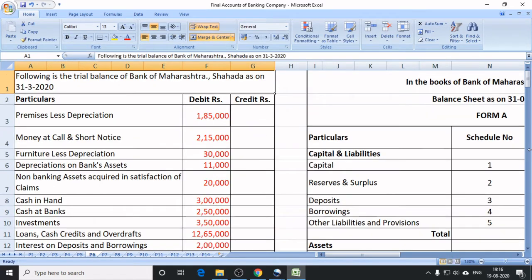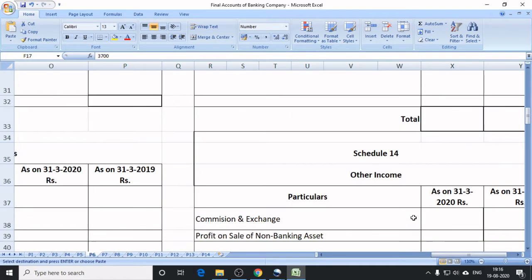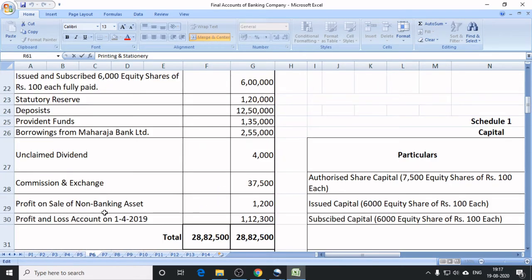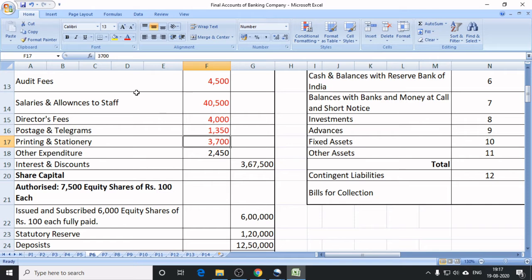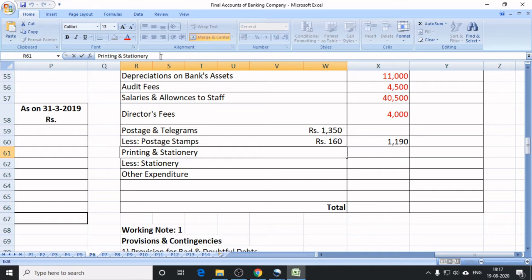Okay, now the next in the problem is printing and stationery. It also has a debit balance, it is also an expense of a bank, but it also has an adjustment. But first we will mention it in schedule number 16, that is operating expenses. Here, 3700. Okay, 3700.